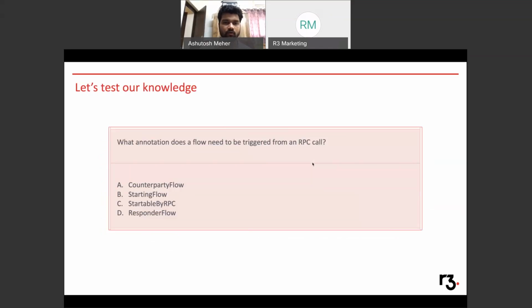All right, so we learned about flows a little bit. Let's go through another question here. Which annotation does a flow need to be triggered from an RPC call? If you have a flow that you want to trigger using an RPC, then there is a particular annotation that you have to put onto the flow. Without that annotation, the flow will not be visible through RPC. So can you guess? It's pretty simple, right? The answer is C, right? So StartableByRPC.